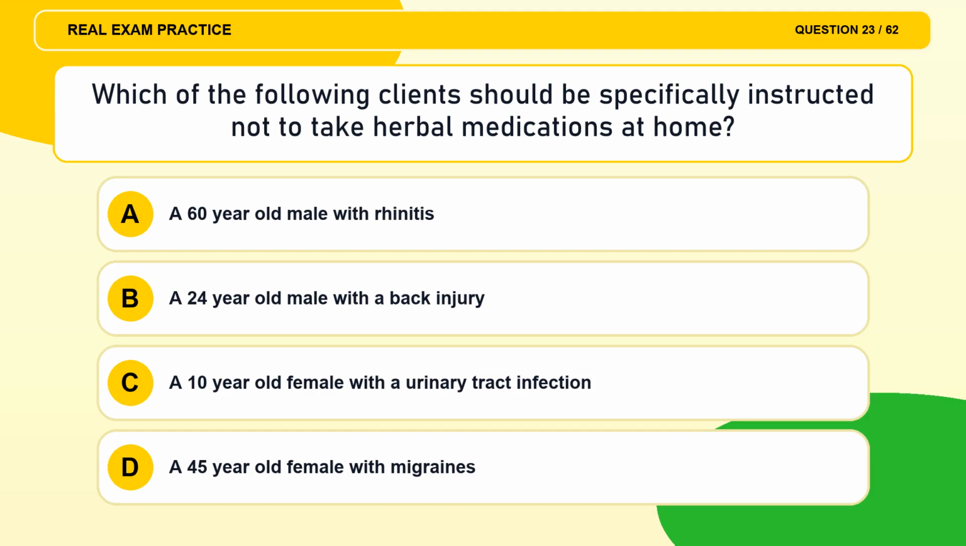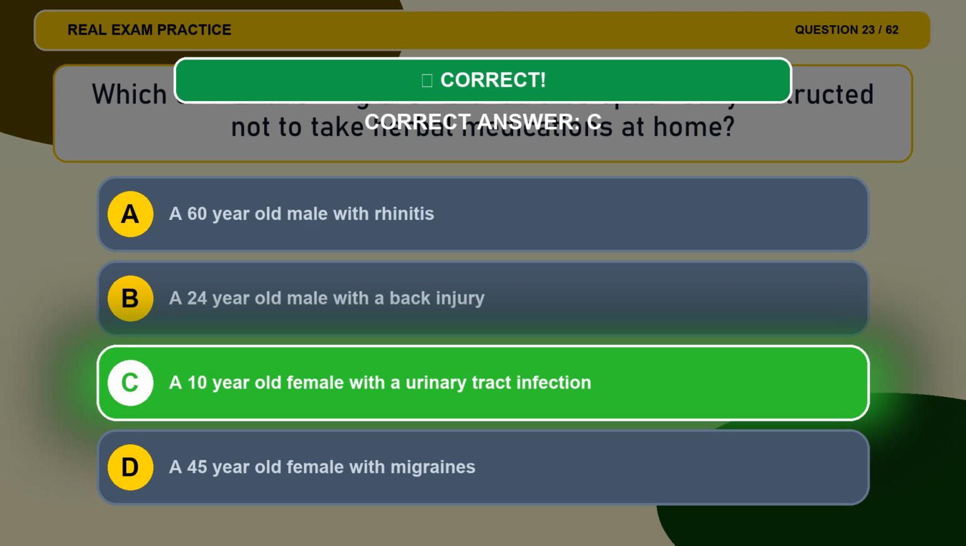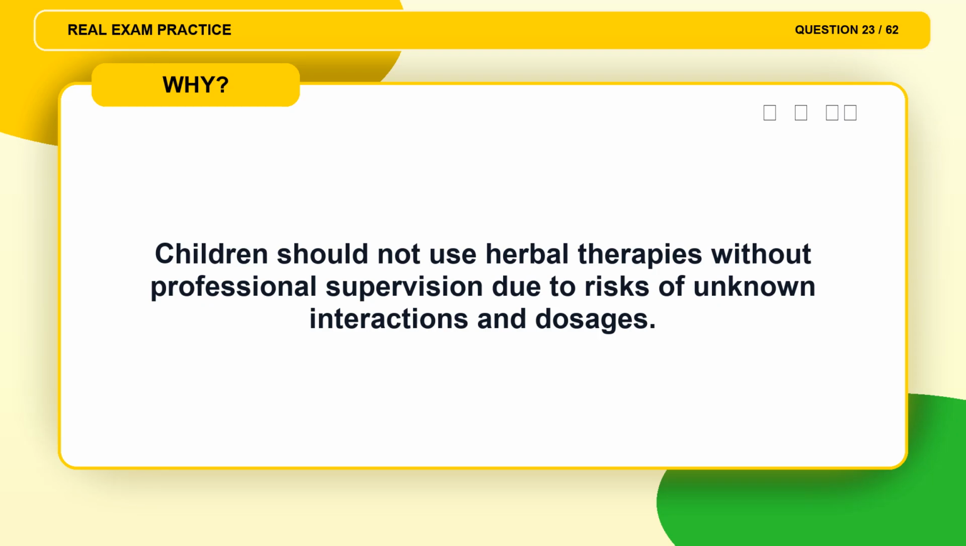Question 23. Which of the following clients should be specifically instructed not to take herbal medications at home? Option A. A 60-year-old male with rhinitis. Option B. A 24-year-old male with a back injury. Option C. A 10-year-old female with a urinary tract infection. Option D. A 45-year-old female with migraines. The correct answer is option C. A 10-year-old female with a urinary tract infection. Children should not use herbal therapies without professional supervision due to risks of unknown interactions and dosages.